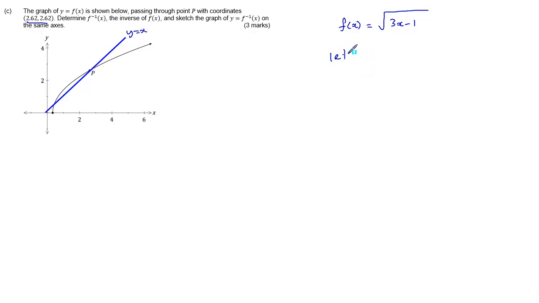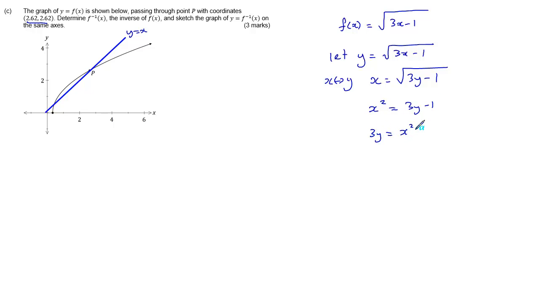So let y be equal to the square root of 3x minus 1, and then interchange x and y. You can do that either now or at the end, it doesn't matter. And then what we want to do is rearrange to make y the subject of the formula. So square both sides, and then we've got 3y is going to be x squared plus 1, and so y is x squared add 1 upon 3.